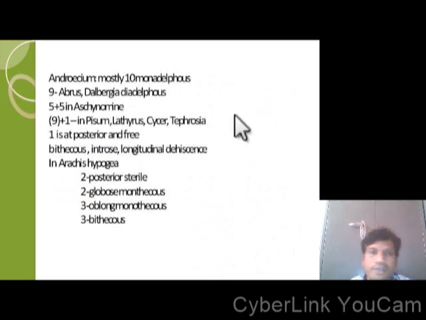Coming to the androecium, mostly 10, maybe monodelphous, that means arranged in one bundle, and 9 in Abrus precatorius and Dalbergia. Those are diadelphous. 5 plus 5 in Aeschynomene. Arrangement of the androecium is like that: 5 are in one layer and another 5 are in the lower layer, and 9 plus 1, where 9 are united and 1 is free, in Pisum and Lathyrus. In Tephrosia, in the intermediate level, we find this 9 plus 1 manner, and the last one is posterior and free.